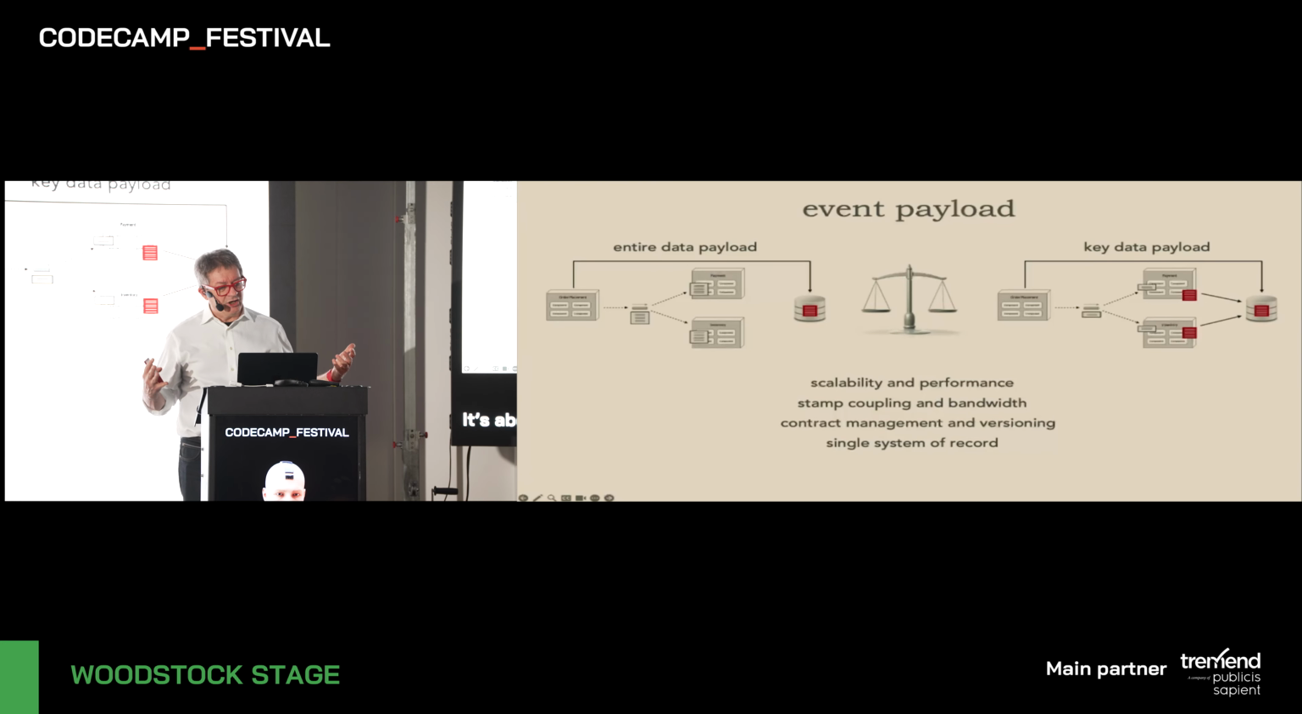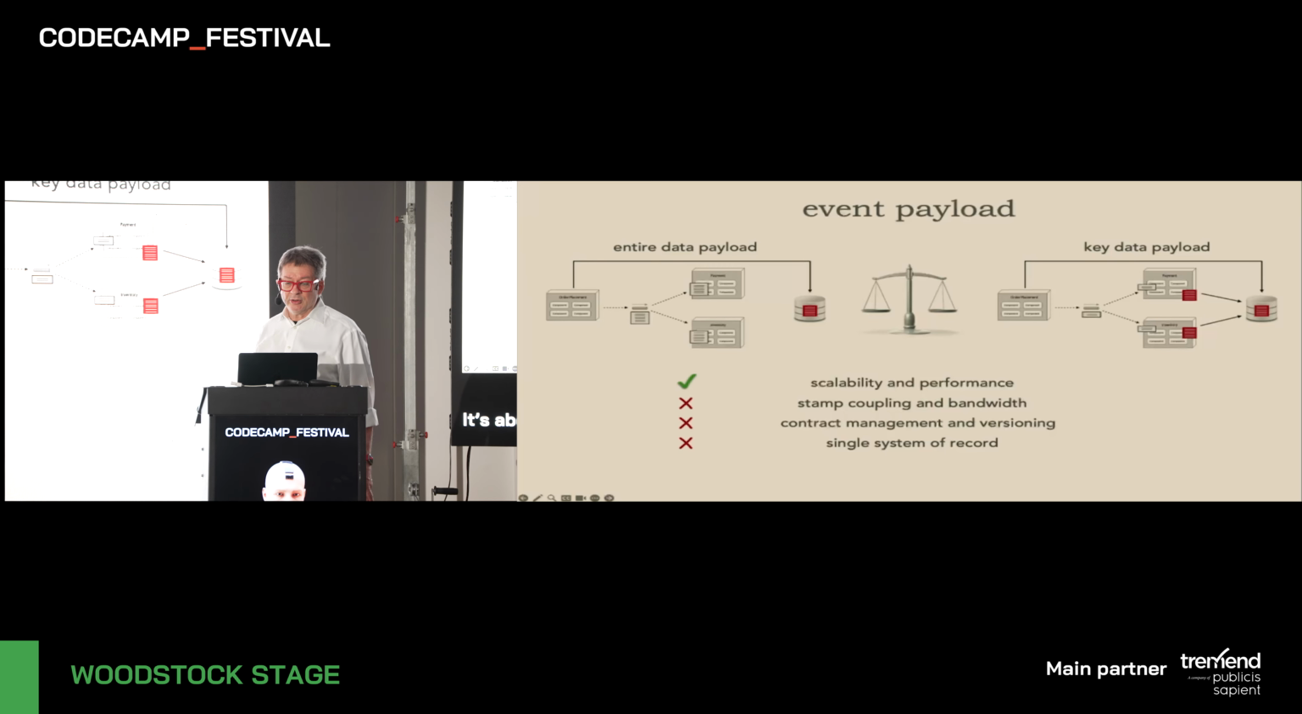And so this allows me to build a matrix to do this trade-off analysis. Scalability and performance is really good for the entire hydrated contract, but an issue with the rest of those, and the opposite is true over here on key data, not good for scalability, but much better on these other characteristics.